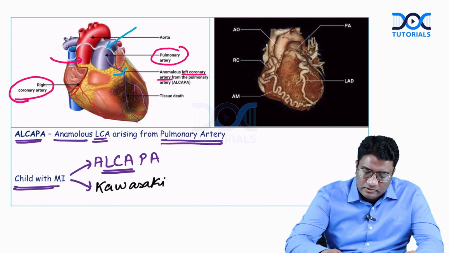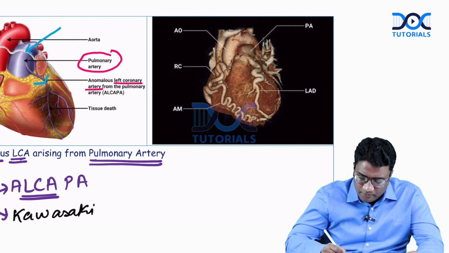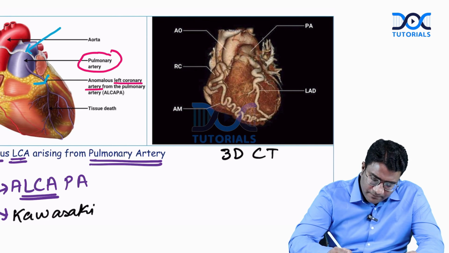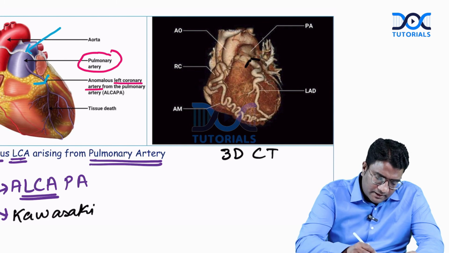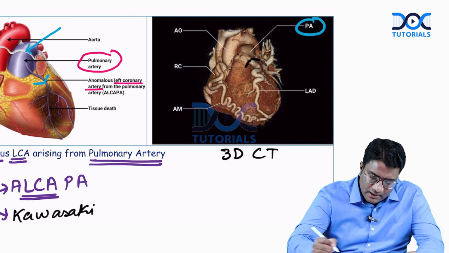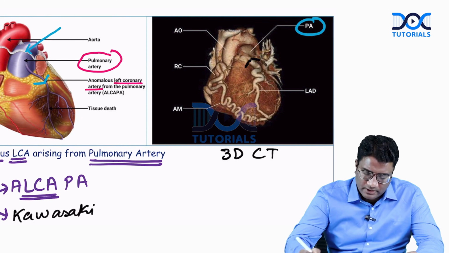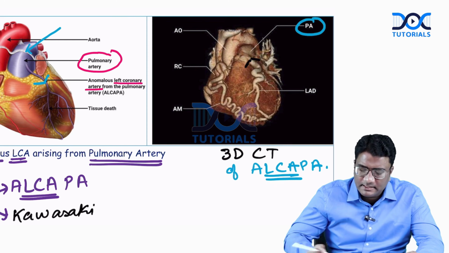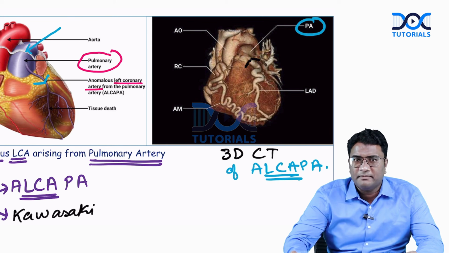Here, this is also a 3D CT image, and I hope you can see the left coronary artery is coming from the pulmonary artery. You can see the pulmonary artery giving origin to the left coronary artery. So this is a 3D CT image of ALCAPA, anomalous left coronary artery arising from pulmonary artery.